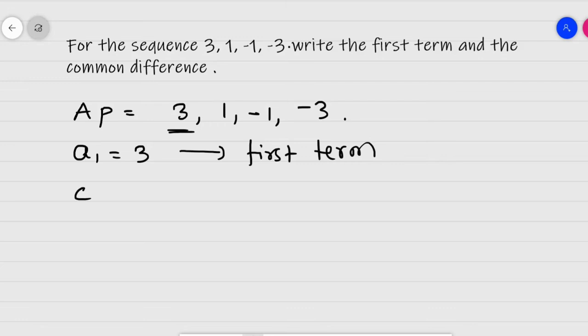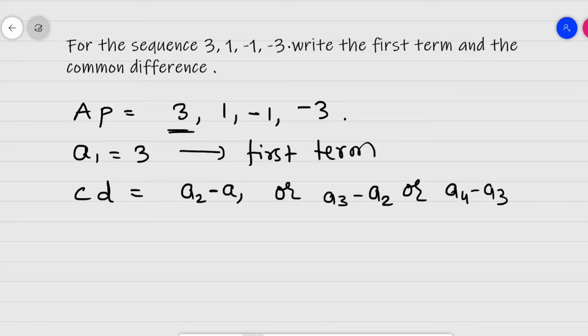Now how do you find the common difference? Common difference is nothing but the difference between the terms. See, second term and the first term, A2 minus A1 or A3 minus A2 or A4 minus A3. Whatever you want, you can take it out. Either 3 minus of minus 1, or minus 1 minus 1, or 1 minus 3. And whenever you do, you will get the same answer.